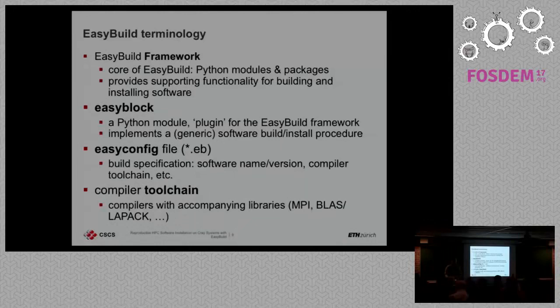Then we have easy blocks, which can be specific for a software, but mostly they are generic. So you have an easy block for applications that use configure make, for example. You have one easy block for that, and then depending on the application, you might need one as well. But mostly you use only the easy config file, which is a recipe that is not generic.